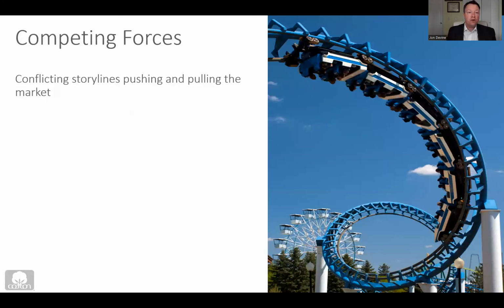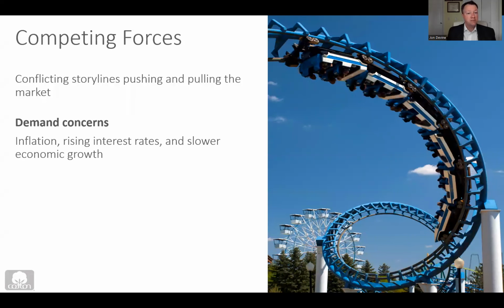So to try and boil all these things down, I think we really do have two conflicting storylines pushing and pulling the market right now. Some things we've already touched on are more tied to the demand side. We've got inflation, rising interest rates, slower economic growth. One of the best predictors we have for changes in global mill consumption of cotton is rates of global GDP, and those have been shifting definitively lower here over the past several months.